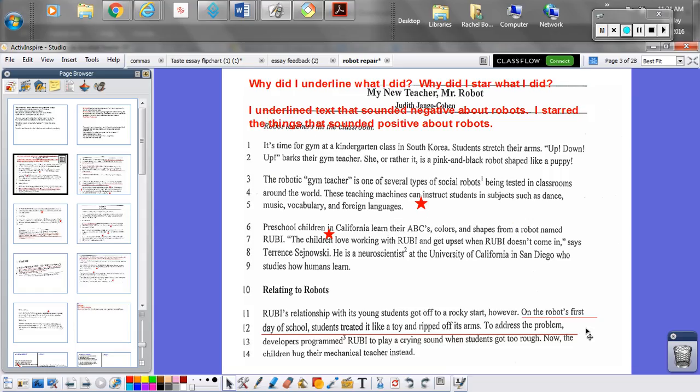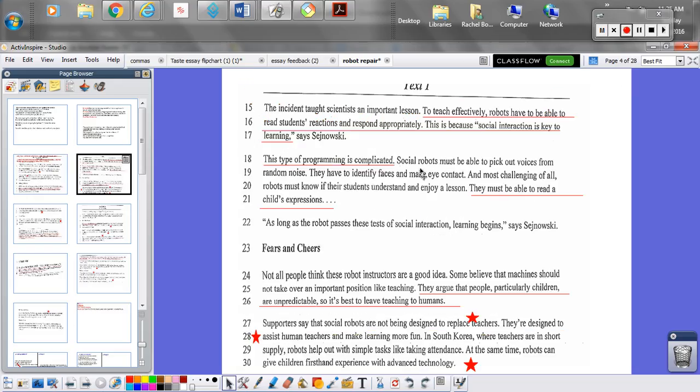I underlined this text because it sounded negative about robots. And remember, I don't think that robots should do human jobs. And I starred the things that sounded positive about robots because that's the other side. That's what my opponent would probably argue. So I am underlining the things that I agree with, and I am starring the things that I disagree with. And then I keep reading the text.